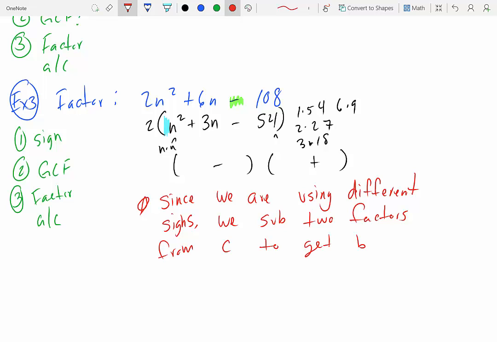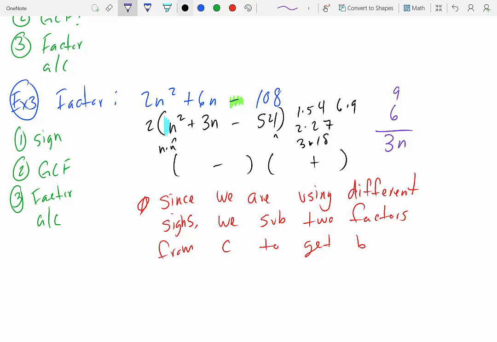So since we are using different signs, we subtract two factors from c to get b. So let's take a look at our factors. We need to get to 3n. So what two numbers, if we subtract them, give us 3? Well, 9 and 6 will give us 3. So the greater factor of c gets the sign in front of b.